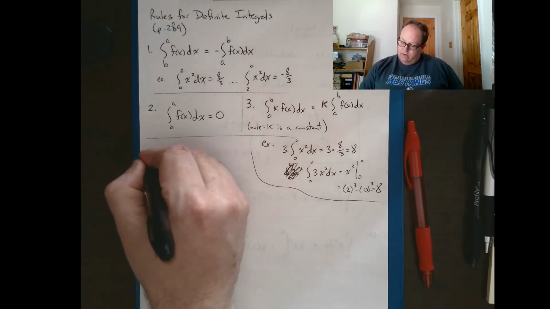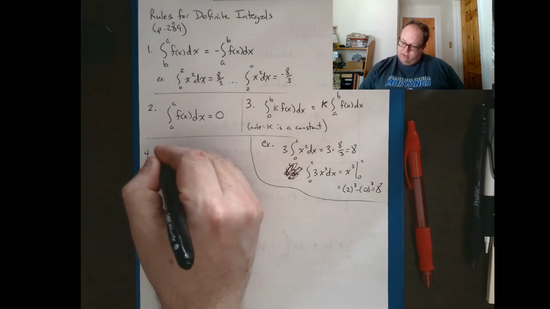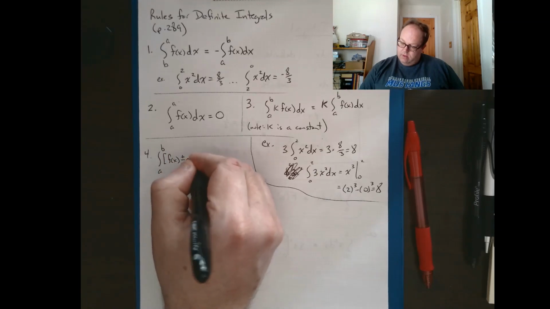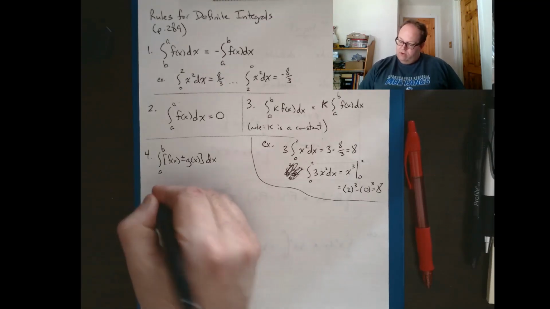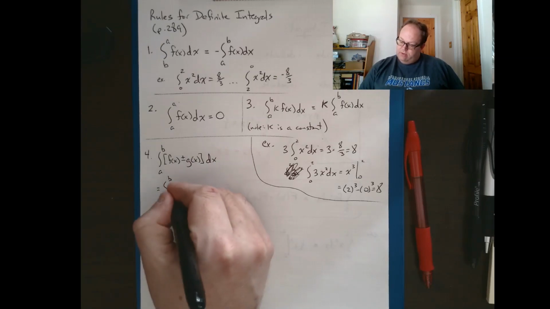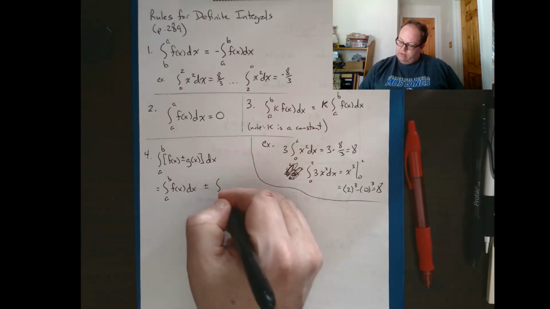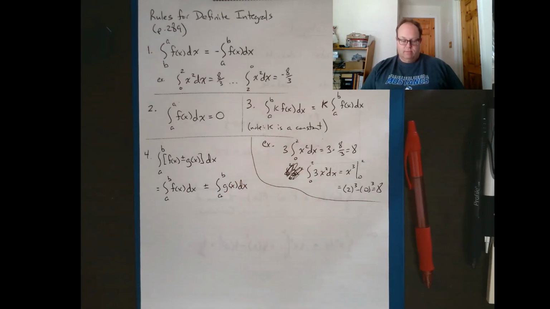Four is called the sum and difference rule. So if I've got two functions that I've combined through addition or subtraction, the end result will be the same as if I figured out the integrals separately and added and subtracted the results. Sounds relatively self-explanatory. I probably want to end up doing an example for that.